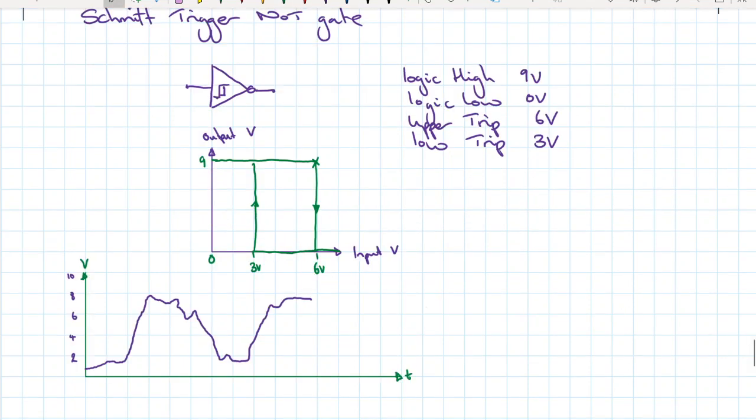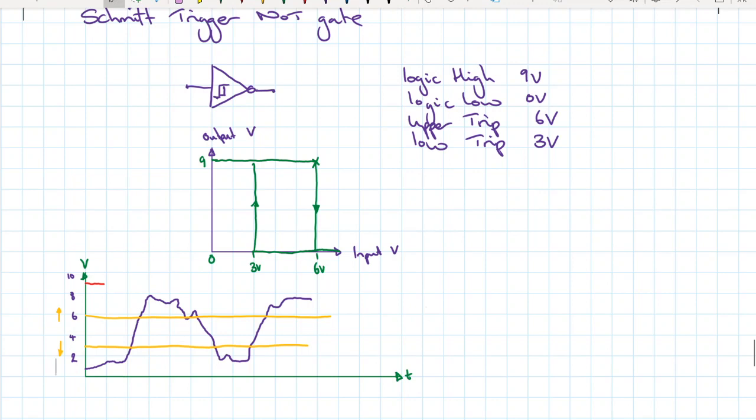So here we have an input signal. It's got a little bit corrupted, so we want to convert that back to a digital signal. Starting off as a logic low here, so our output is a logic high. I'll draw our output there at 9 volts. Okay, now before we get any further, it's worth drawing two lines on our graph. One to show the lower trip point and one to show the upper trip point. So I've drawn my upper trip point line, and I've drawn my lower trip point line on the graph there.